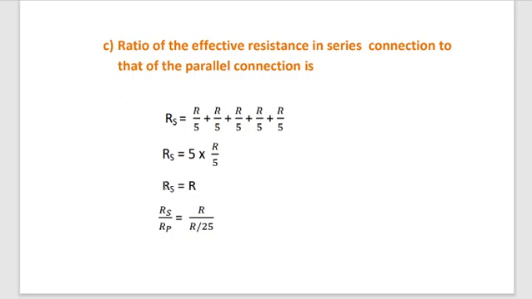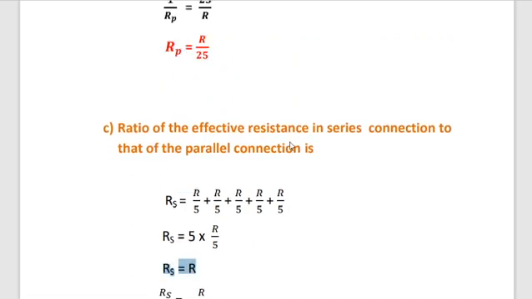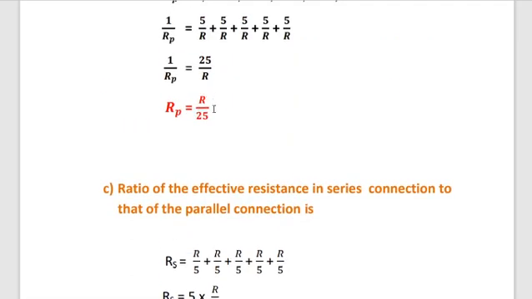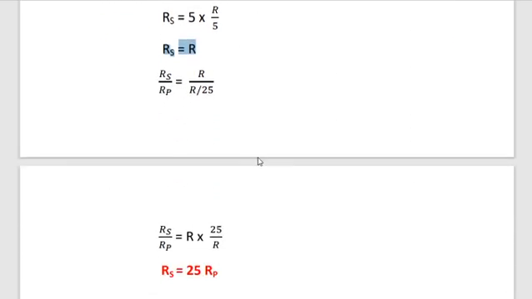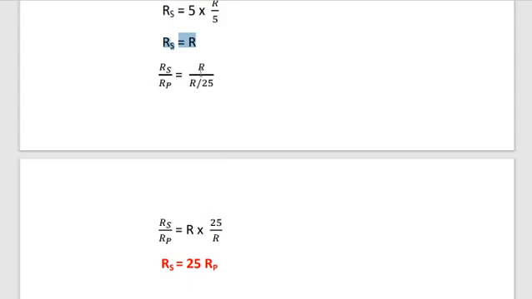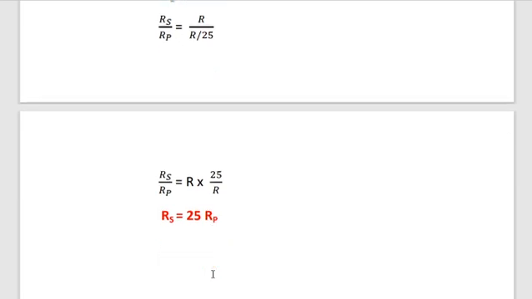Okay, so now we calculated Rp. So here we calculated Rp equal to R by 25. So Rs by Rp is equal to R divided by R by 25. So R by 25 comes to the numerator means R into 25 by R. So R and R cancel. Rs by Rp equal to 25 or Rs equal to Rp go to that side means 25 Rp.